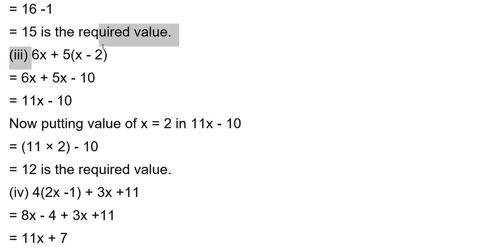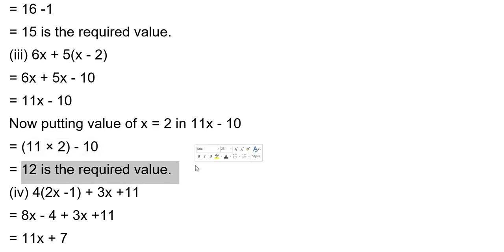Third problem, 6x plus 5 into x minus 2. That is equal to 6x plus 5x minus 10, since 5 into x is 5x and 5 into 2 is 10. That is equal to 11x minus 10. Putting x value as 2, 11 into 2 minus 10, that is equal to 12, the required value. 11 2s are 22, 22 minus 10 is 12.